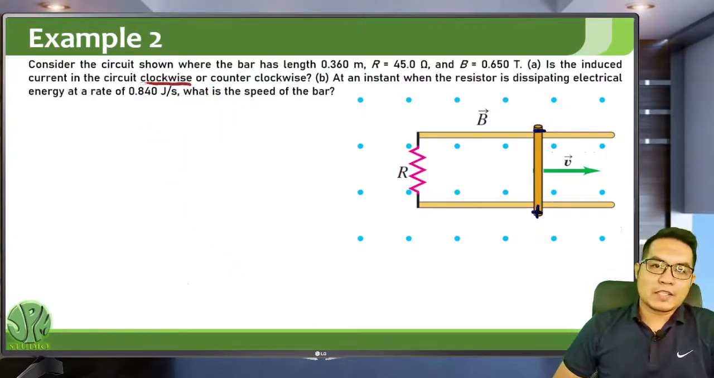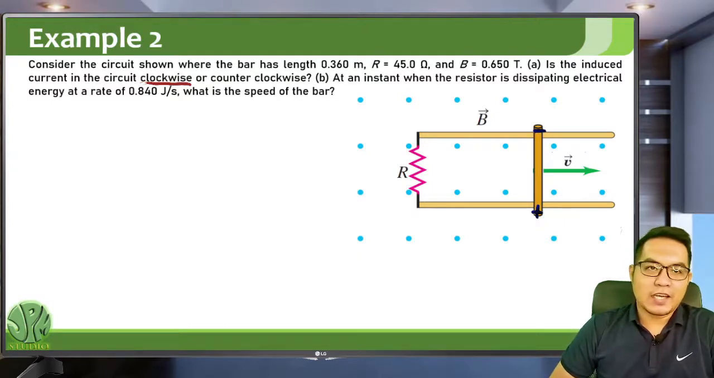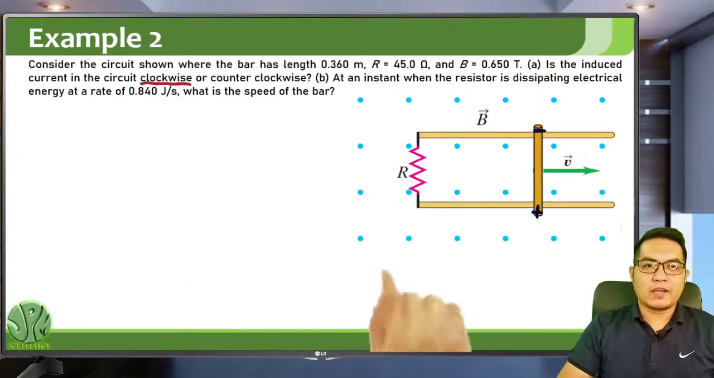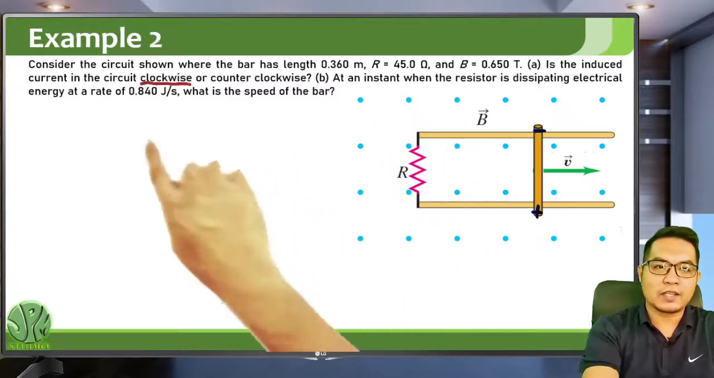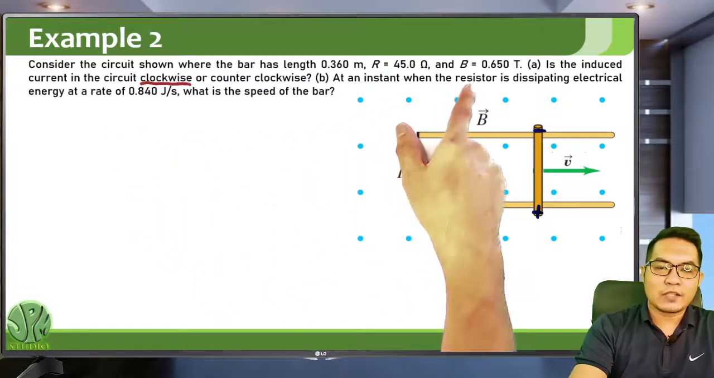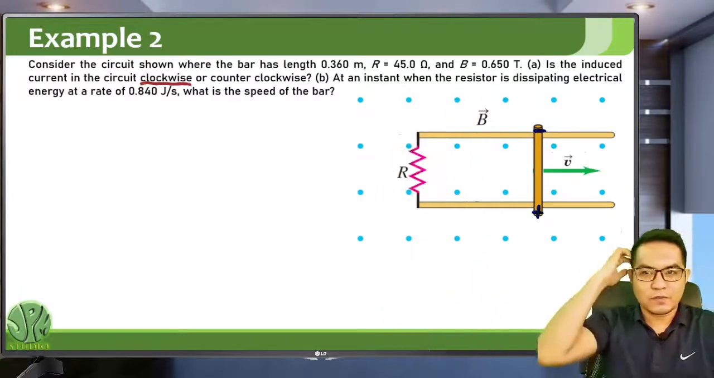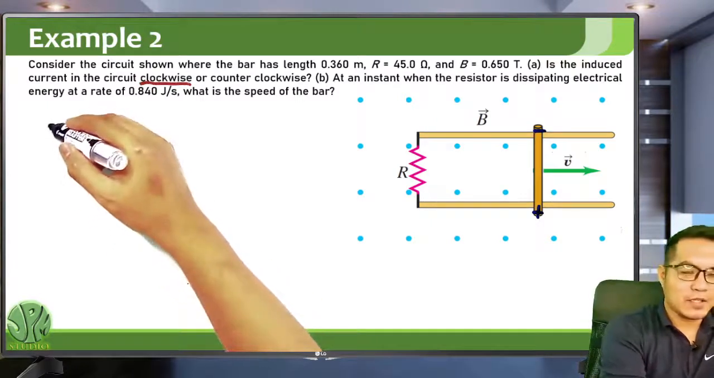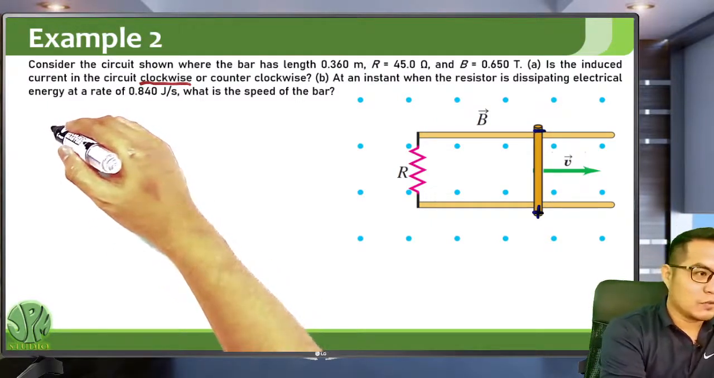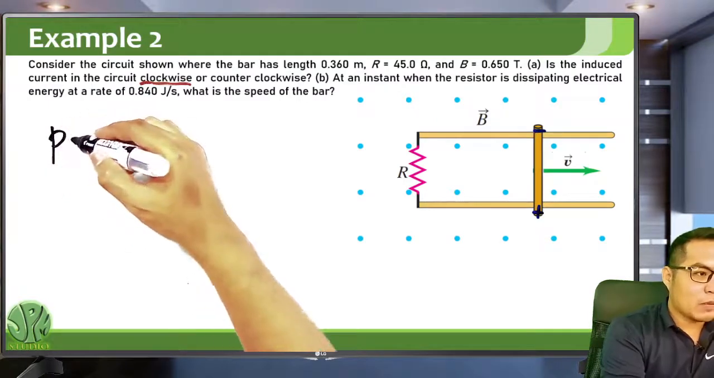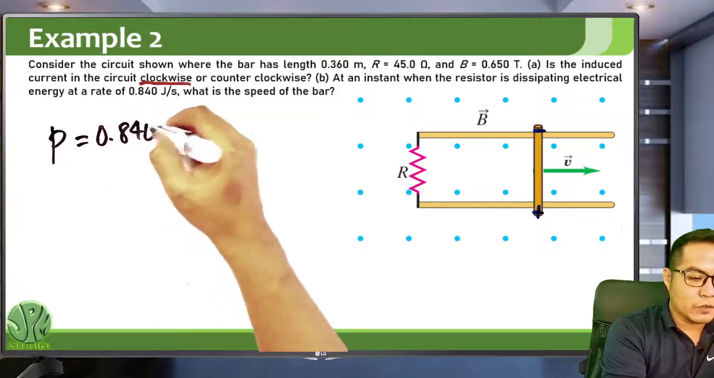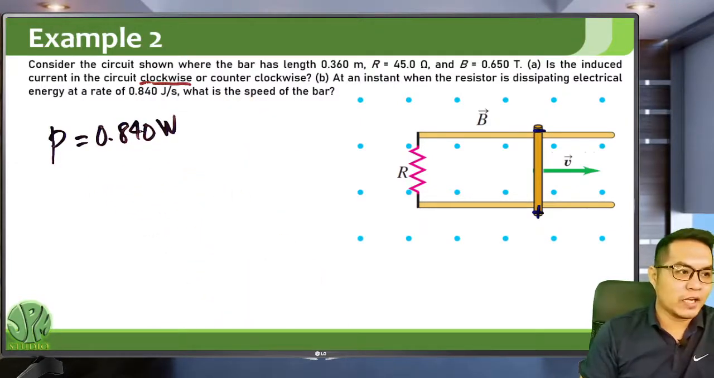Okay, letter B. At an instant when the resistor is dissipating electrical energy at a rate of 0.840 joules per second, what is the speed of the bar? What do we mean by this rate? The resistor is dissipating electrical energy at a rate of joules per second. That is actually power, since joules per second is watts. So we are given the power: 0.840 joules per second, or 0.840 watts.